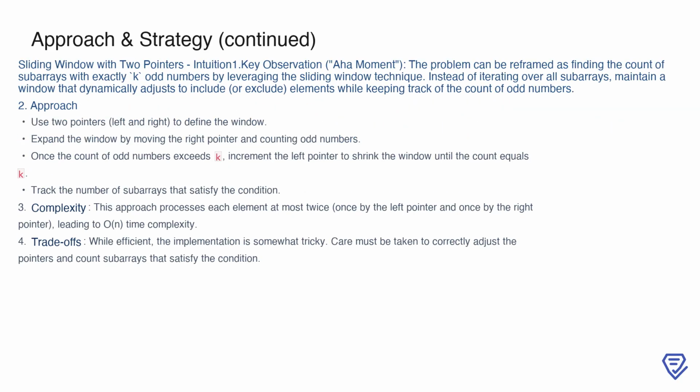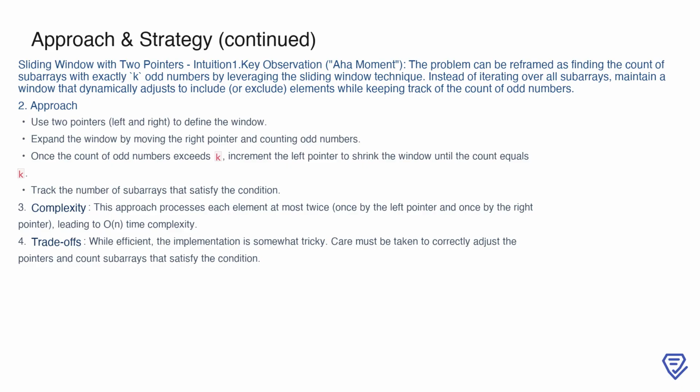Now, a more efficient strategy is the sliding window approach with 2 pointers. The key insight here is that instead of iterating over all subarrays, we can maintain a dynamic window of elements and adjust it as needed while keeping track of the number of odd numbers. Using 2 pointers, we define the boundaries of this window. The right pointer expands the window to include new elements, and each time the count of odd numbers exceeds k, the left pointer is moved to shrink the window until the count is back to k. During this process, we keep track of how many subarrays satisfy the condition.